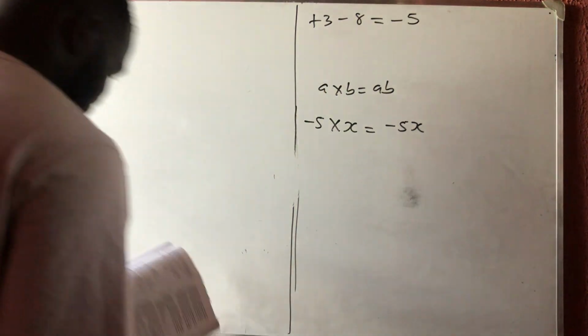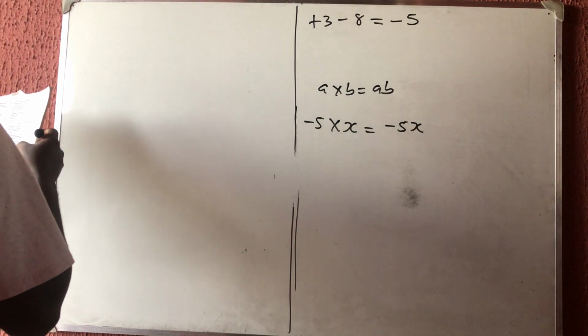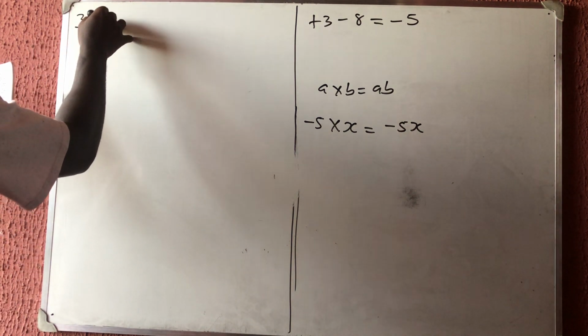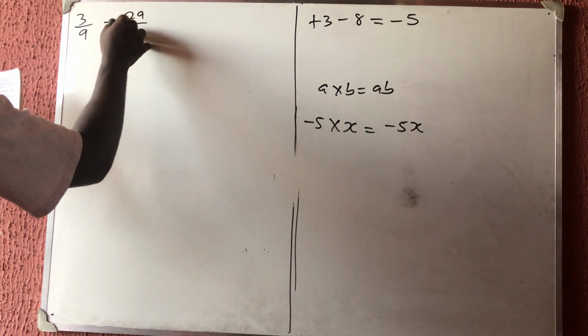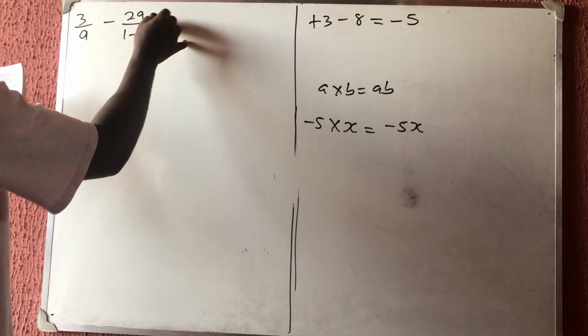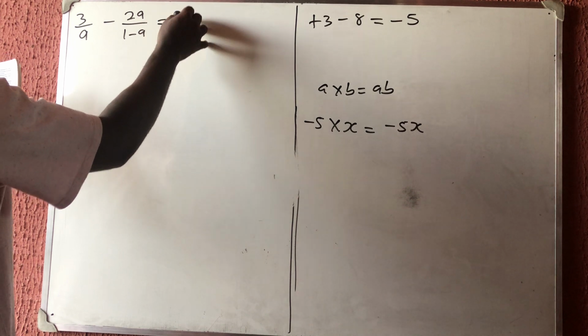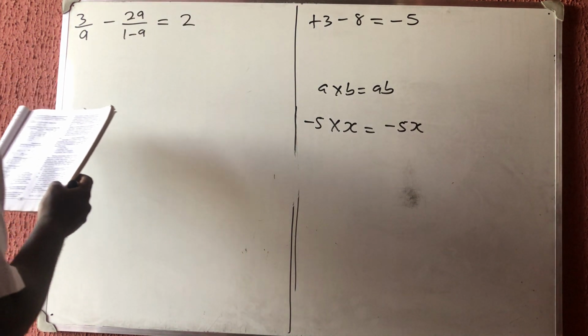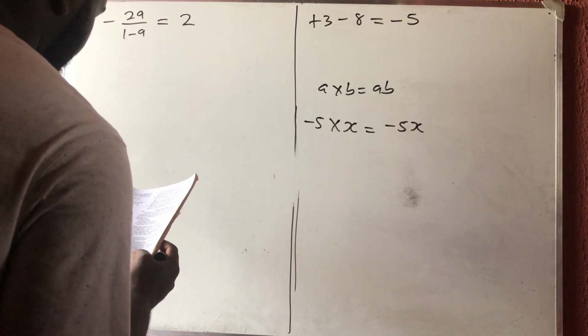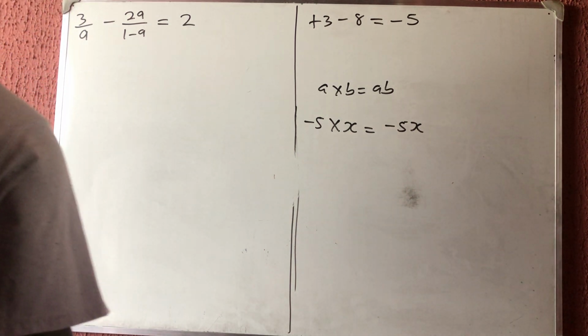I just saw one more question here before I close. That question said that 3 over a minus 2a over 1 minus a is equal to 2. If you look at this question, it's as simple as ABC. So what do we do?